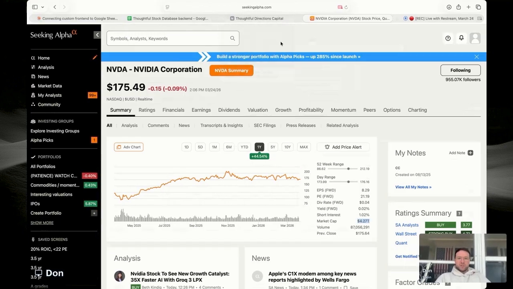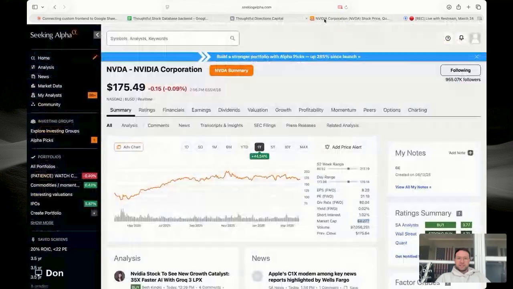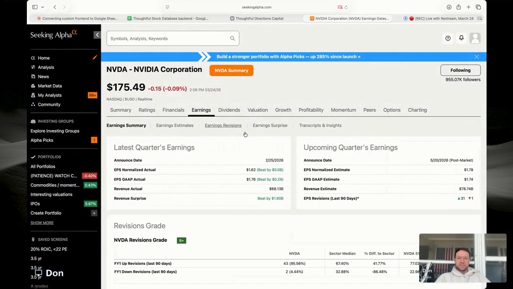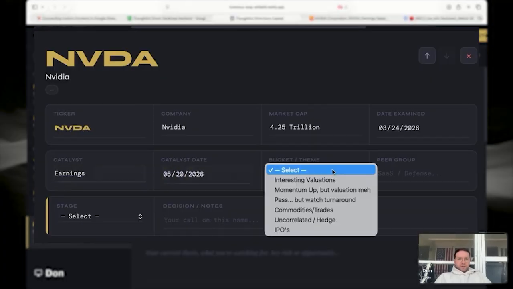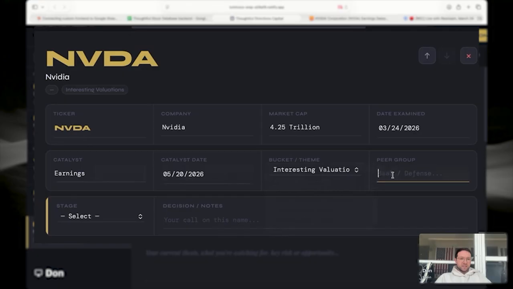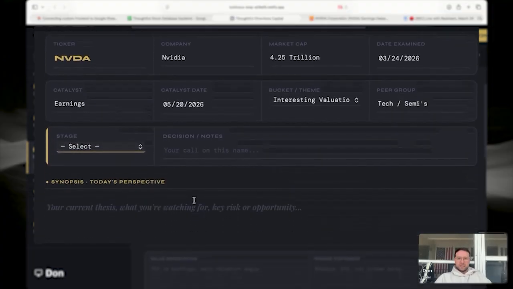Market cap 4.2 trillion. So we added that here. Catalyst. Let's see when's the next. Honestly, earnings are never a catalyst for it, but May 20th is its next earnings. So we'll just put that in there. Bucket theme. I'd say this is probably interesting valuations, but we'll get through that. And then tech semis. Stage. We don't have a stage yet. We don't have a decision yet.